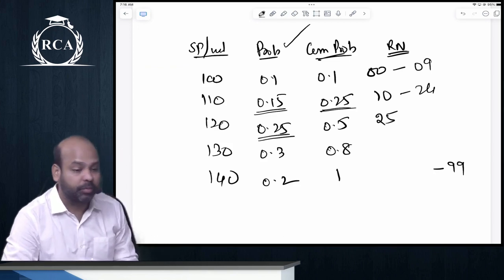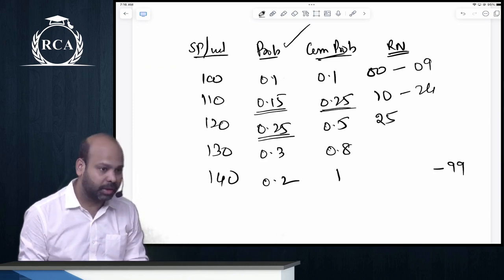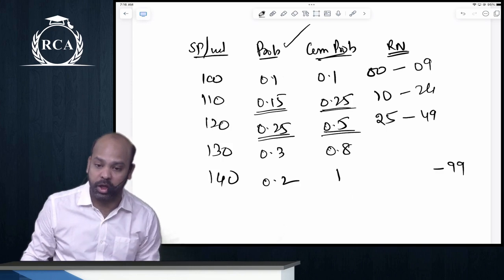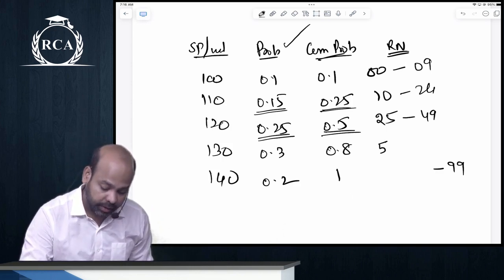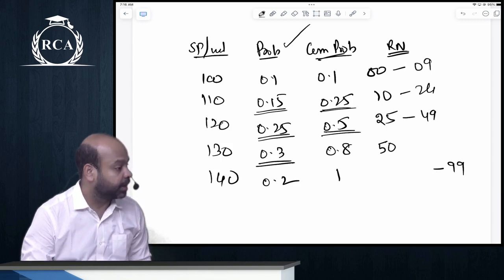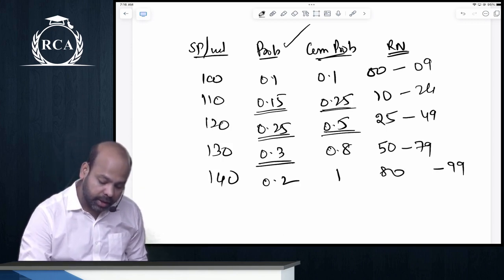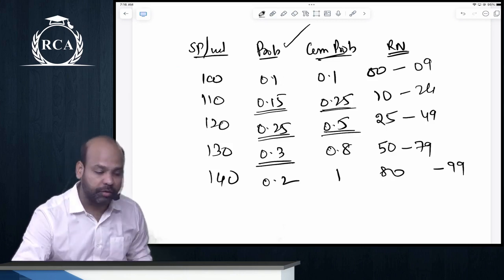The probability is 0.25, which means I have to assign how many random numbers? 25 random numbers. I will end with what, beta? 49. Cumulative probability is 0.5 guys, so end with 49. Next, start with 50. Probability is 0.3. How many random numbers? 79, 80 to 99. This is allocation of random numbers.